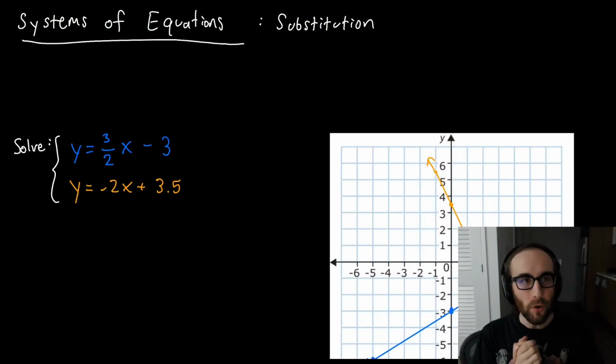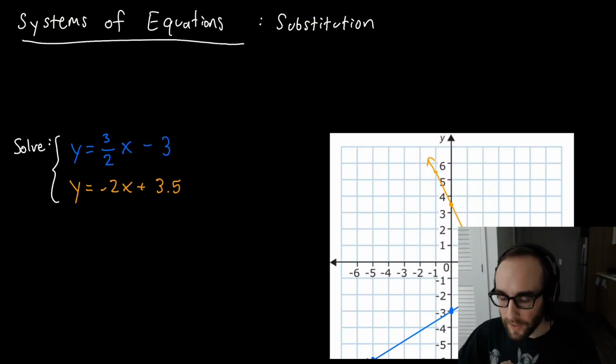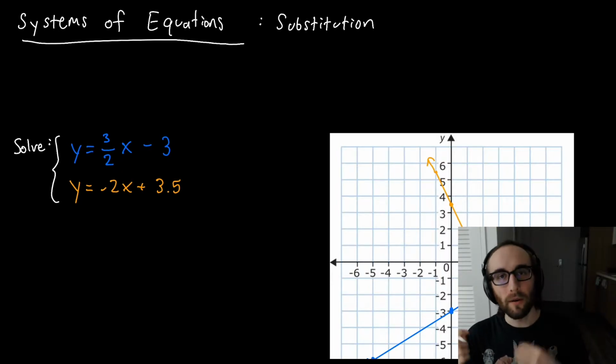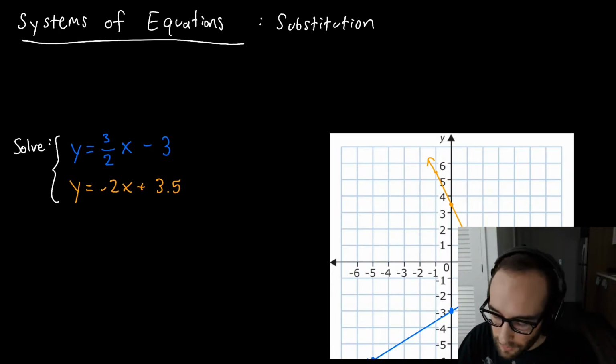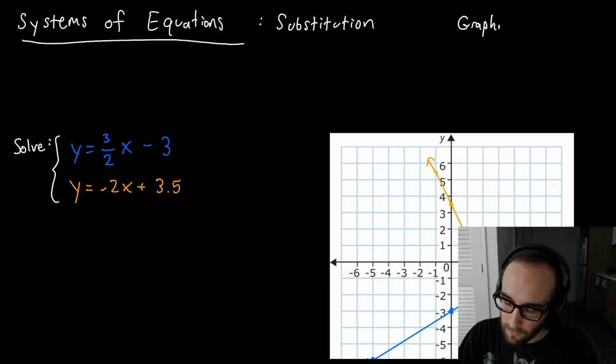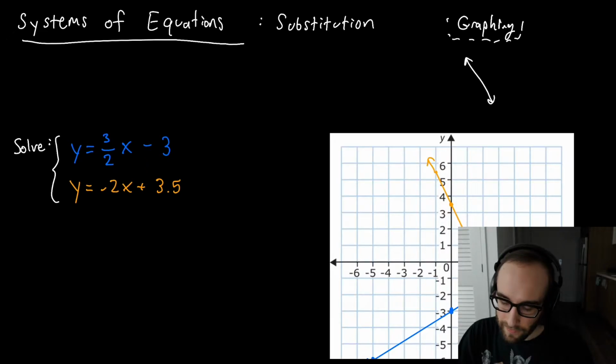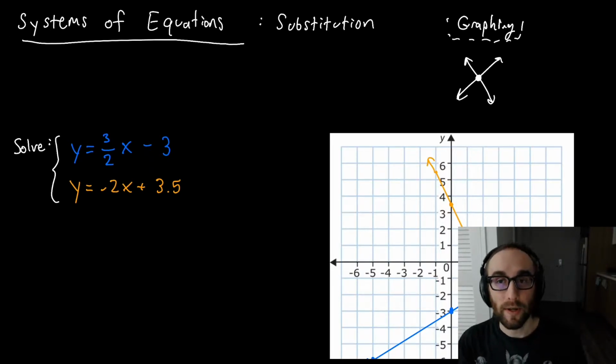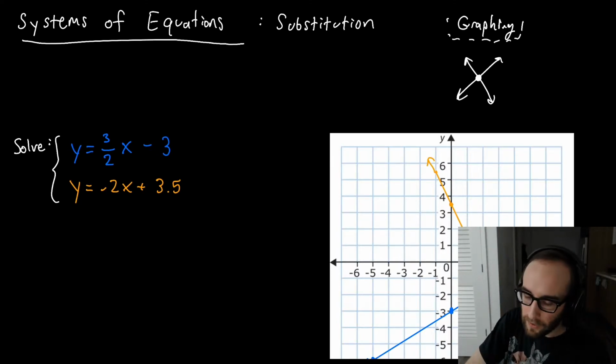Okay, so in our previous video, we looked at systems of equations. We defined what they were, more than one linear equation, and we talked about solving by graphing, which again just means that we graph both of the lines, we find their intersection point, and that intersection point is the solution to the system. Today we're going to talk about another method that we can use called substitution.